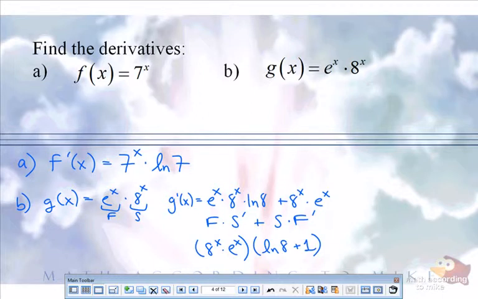Notice, the first rule is a special case of the second rule. Because if that was an e there, you'd have e to the x times the natural log of e. What is the natural log of e? 1, because, remember, that's a base of e. I said when the base equals the argument, you just get 1.